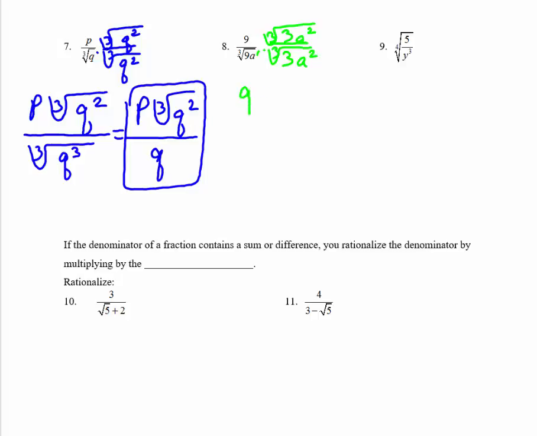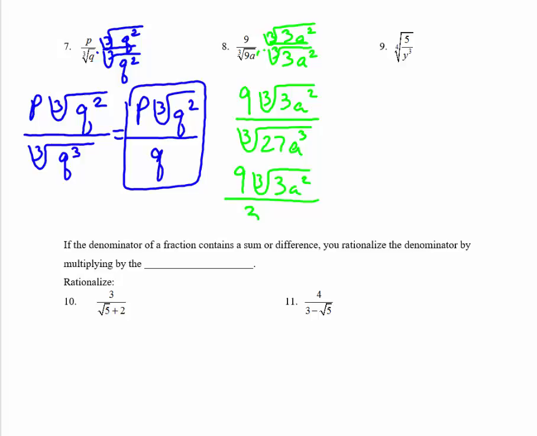So the 9 is going to stay on the outside, and we get the cubed root of 3a squared over, we'll multiply all that together, so 9 times 3 is 27. A to the first times a squared is a cubed. So then we'll take the cubed root in the denominator. The numerator doesn't change. The cubed root of 27 is 3. A cubed under the cubed root. An a can come out and no a's are left underneath.